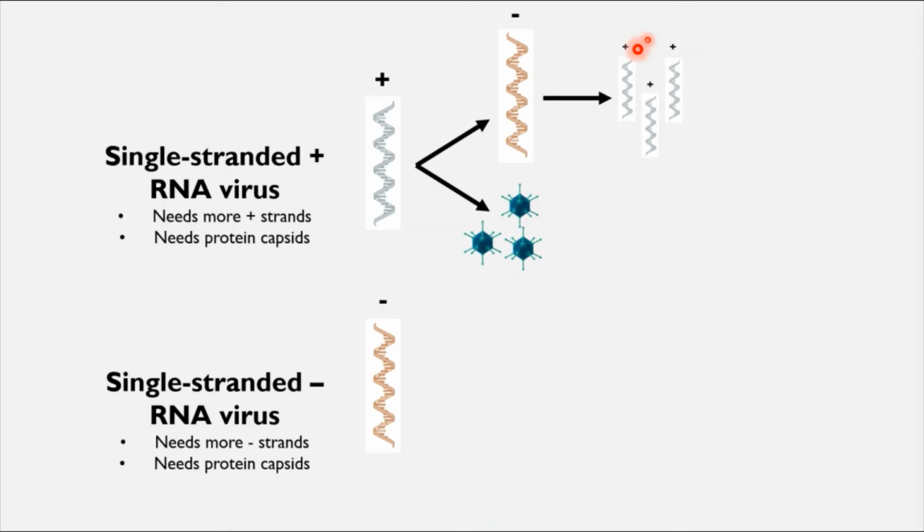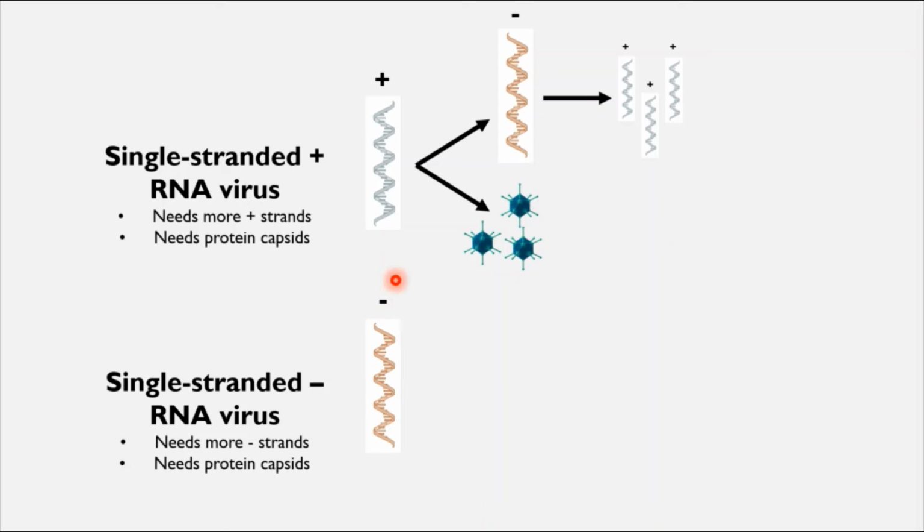We can combine the plus strands, stuff them in a capsid made from proteins, and now we have what we need to make more single-stranded positive RNA viruses. The process looks different for single-stranded minus RNA viruses. These guys need to make more minus strands and they need more protein capsids.